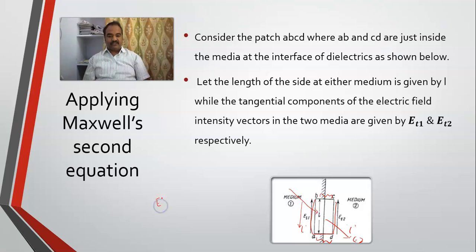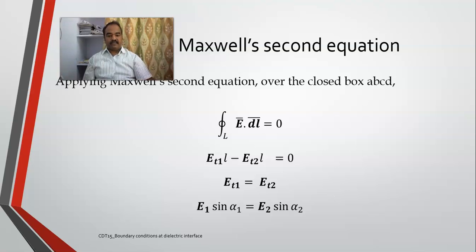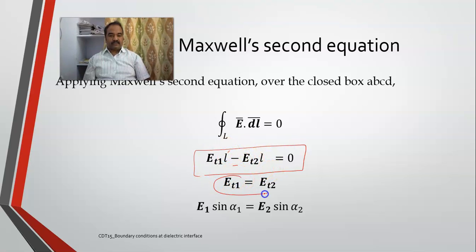So it is Et1, the tangential component of E1 dot L, because this is Maxwell's second equation, right? So Et1 dot L plus Et2 dot L. This is in medium 1, this is in medium 2. But if you carefully see, Et1 and Et2 are both in opposite directions, so I'll take it as minus. So this is my expression. If I take L common, what does it mean? E1 sin alpha 1 is equal to E2 sin alpha 2. This is my second expression.